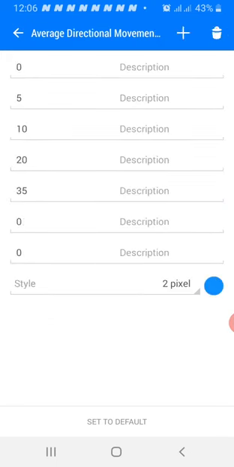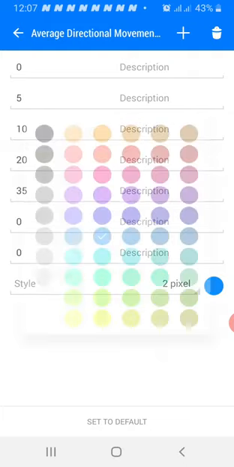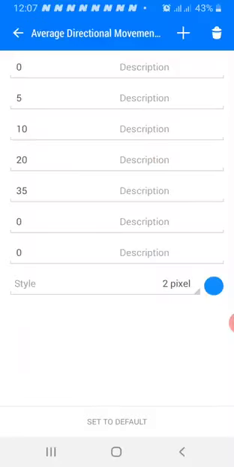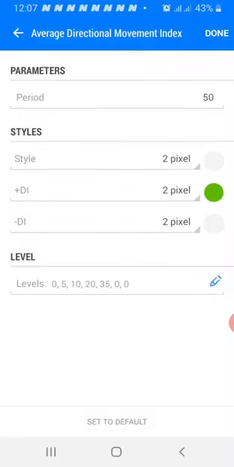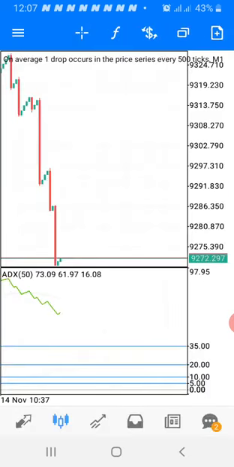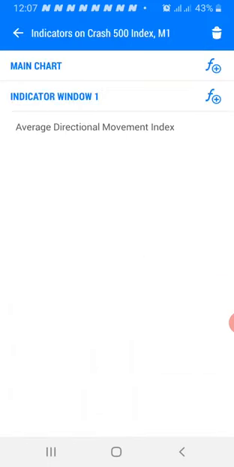So this is how you can set your levels. You click the add button, then write the number you want to add at your levels. Then the style should be 2 pixel. You take a color of your choice, but I'm using blue. Then you click done.